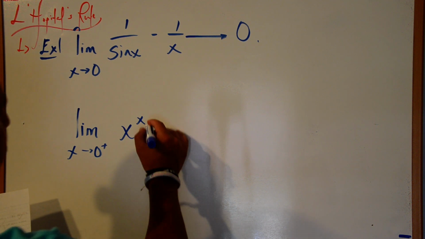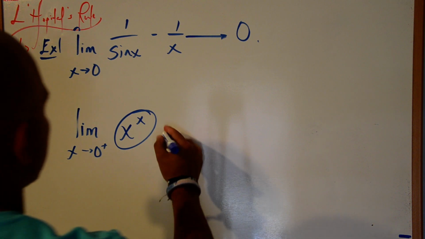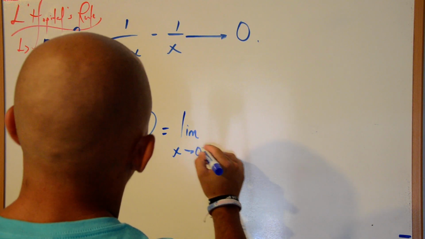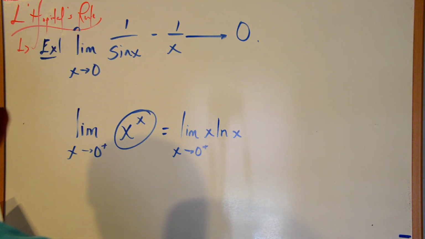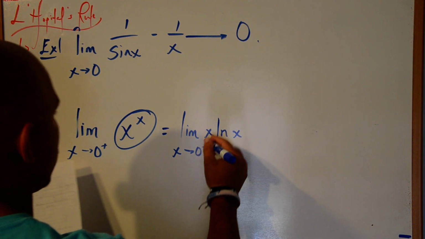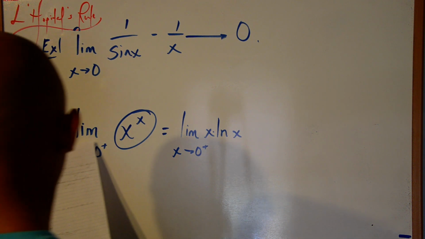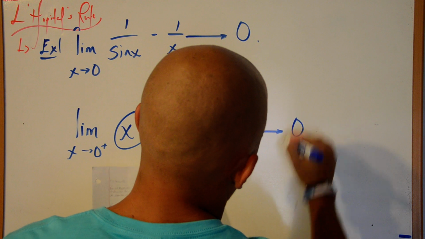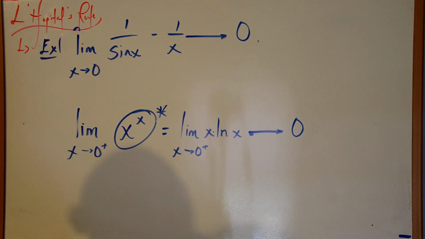Remember when we have general exponential functions, we can rewrite them utilizing the natural log, and this turns into the problem that we just had. So we know that the value becomes 0, but little trick.